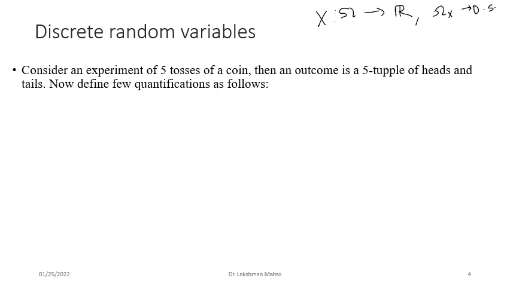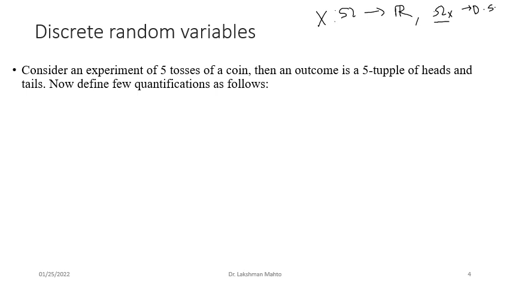Here we never focus on omega, the sample space. The sample space may be discrete, it may be continuous, but based on that we are not categorizing a random variable as discrete. We categorize a random variable as discrete based on its range. If the range is discrete, then we say the corresponding random variable is discrete, otherwise not.